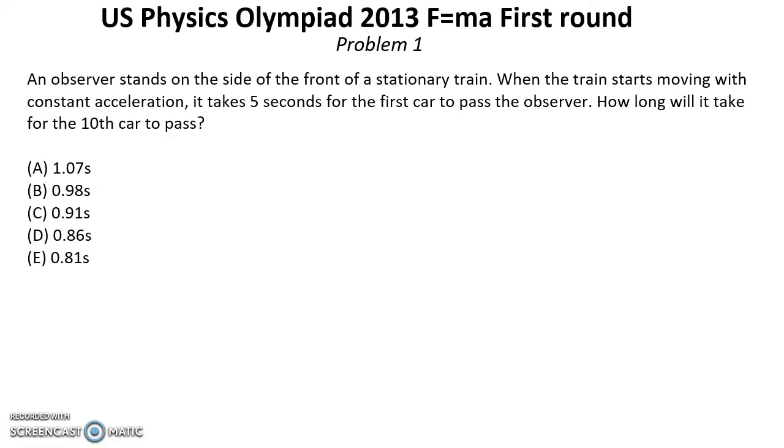Solution. Here we can use a kinematic equation which connects distance with time, with the initial zero speed. That will be this one. Let T1 be the time for the first car to pass the observer. The length of the first car will be 1/2 a T1 squared, where a is acceleration. Same thing we can say for the pass of 9 cars and the pass of 10 cars. So that will be the second and third equations.